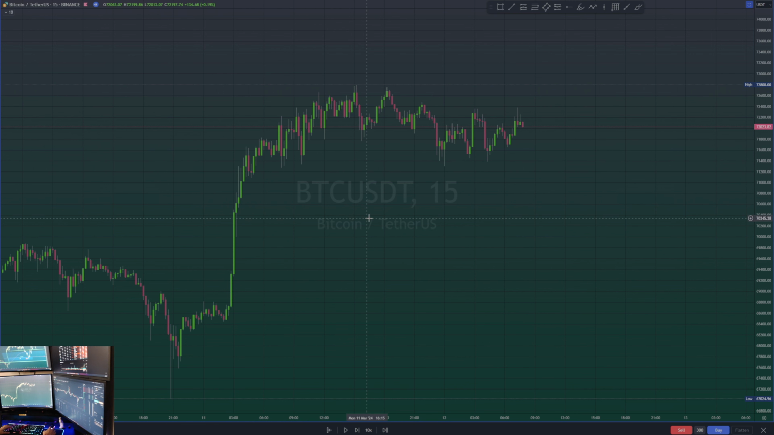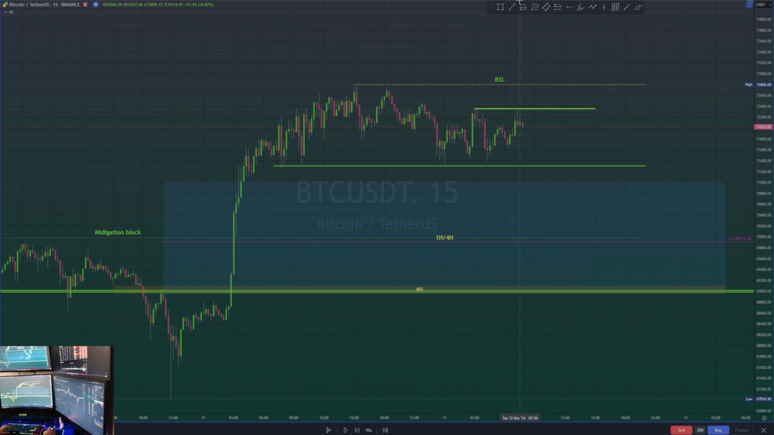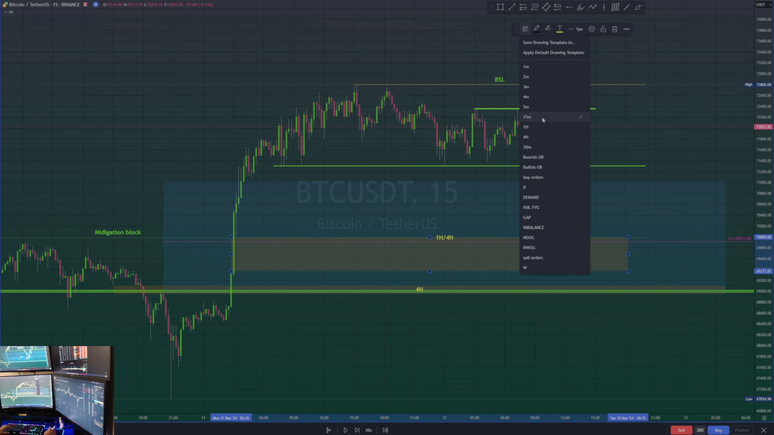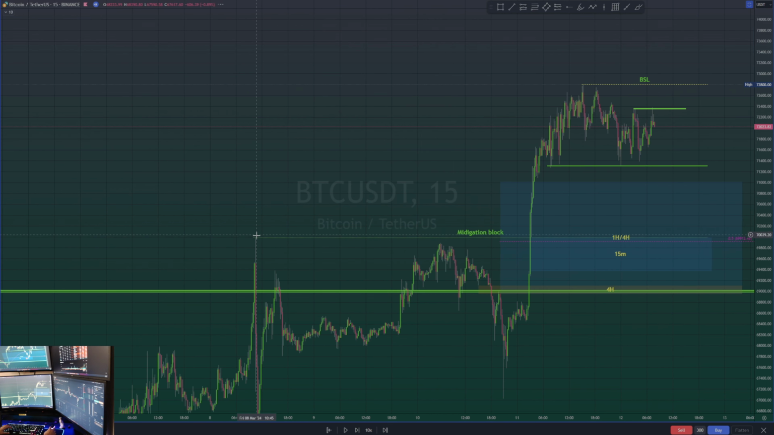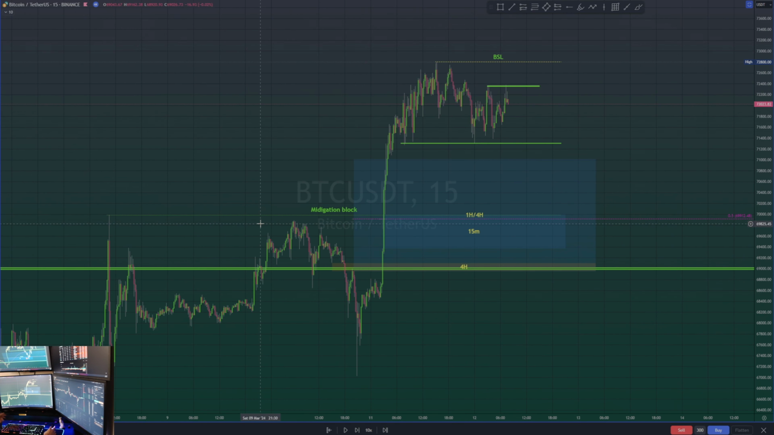Something else that we can see right away is this. This is the last fair value gap on the 15-minute time frame that is still not balanced. And again, where do we find this fair value gap? Right around the middle of the 1 hour and 4 hour fair value gap, and the 50% retracement of this whole move, and the mitigation block from last week's high.